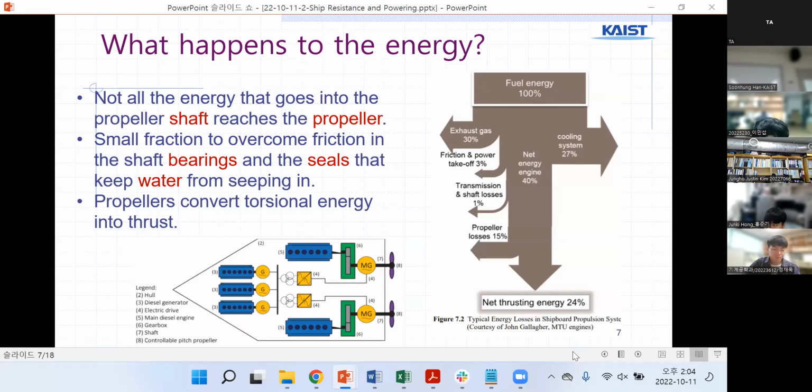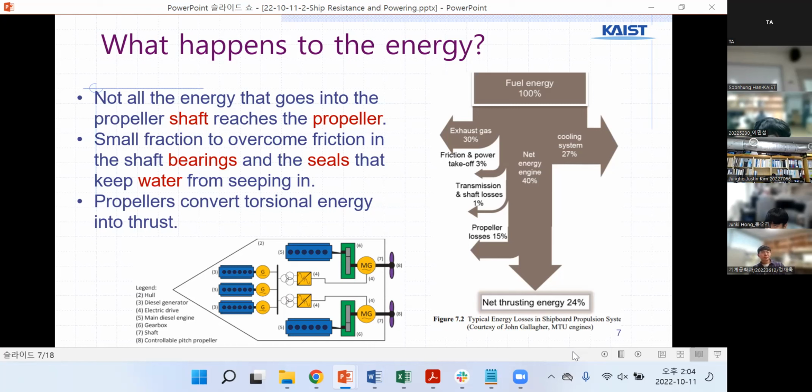Gas goes to 30%, and then some frictional loss, transmission, and propeller loss is 15%. So only 40% of fuel energy is used by the engine. Also, there is a thrusting energy. Big losses come from the cooling system and exhaust gas. So only 40% goes to the propeller, but it is reduced again.